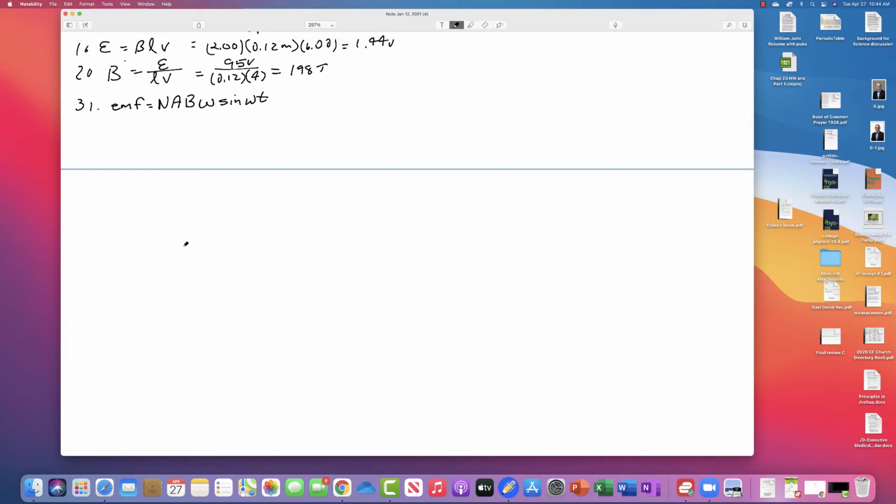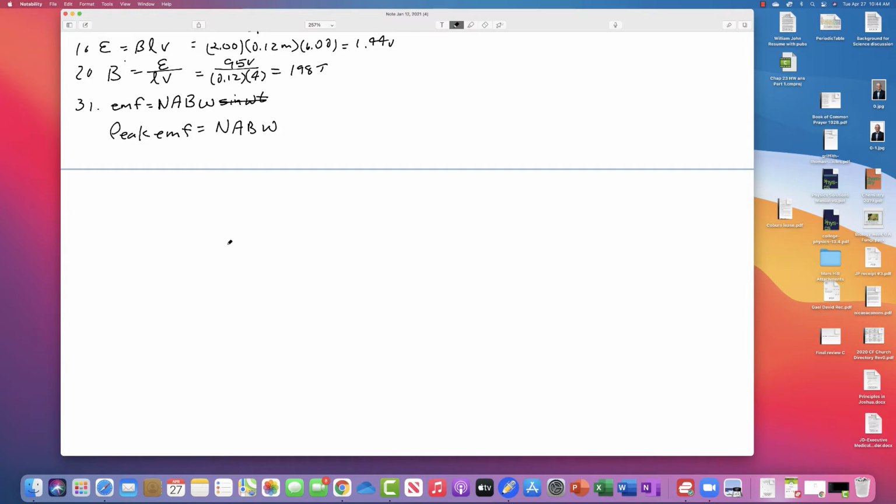Now you can again look in the book. This is the general EMF. If you're looking at peak EMF, then you remove this correction factor for the various angles that the loop experiences, and this would be the maximum or peak EMF. And so it's going to be NAB times the rotational velocity.